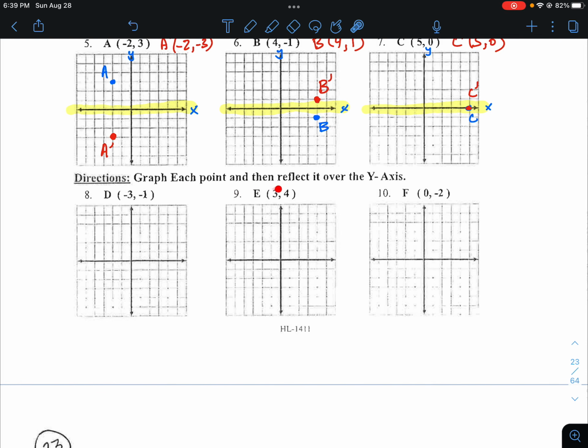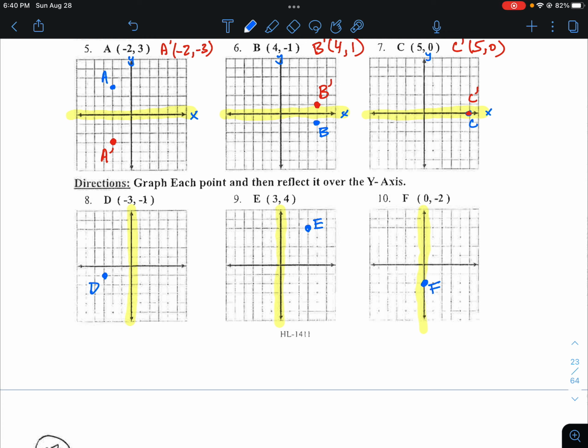It says graph each point and then reflect it over the y-axis. So here's our line of reflection this time. It's the y-axis. And let's graph each point. So let's start off with graphing D, which is at (-3, -1): 1, 2, 3 left, 1 down. So right over there, that's going to be D. E is 3 to the right, up 4. 1, 2, 3, 4. That goes right there, and that's E. And then F is (0, -2). So we don't go left or right, we just go down 2.